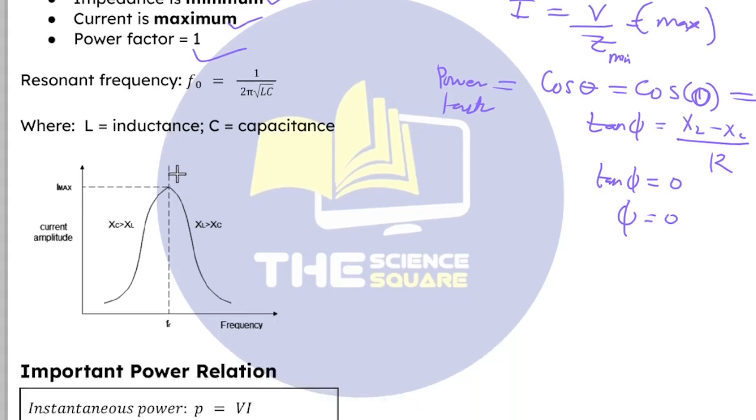Also, at resonance, the frequency f naught is equal to 1 over 2 pi root LC. Why is that?